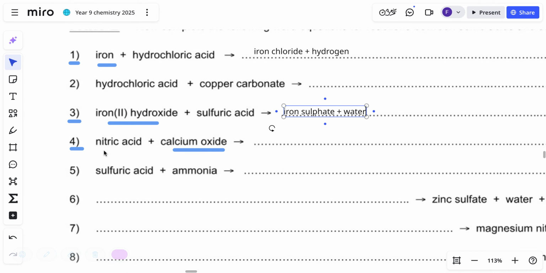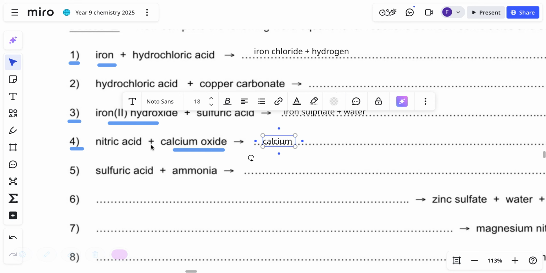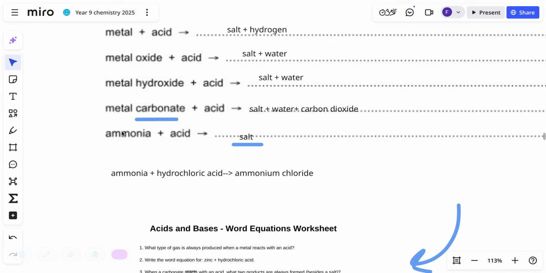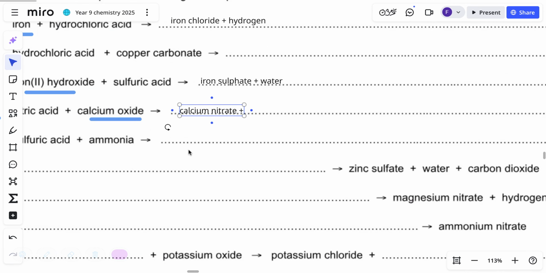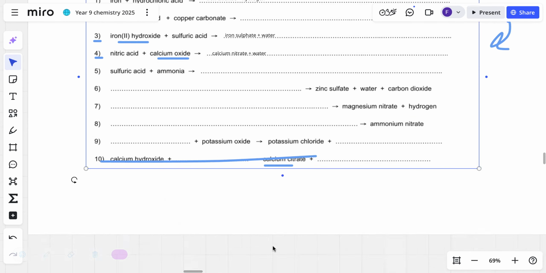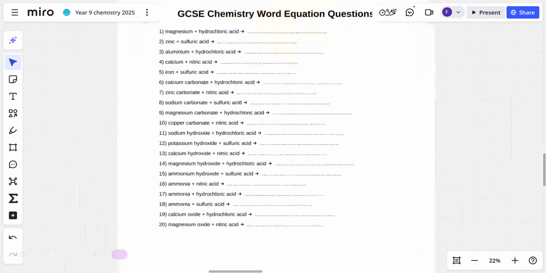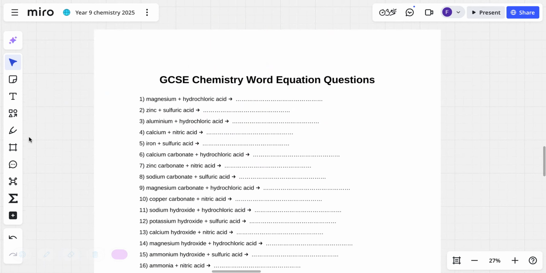The one I wanted to look at was 4, where we've been very cheeky. We've switched it around. The order doesn't matter. So the metal here is calcium. We're using nitric acid, so calcium nitrate. It is a calcium oxide plus an acid. Go to your general equations. Metal oxide plus an acid gives salt and water. That's quite nice. So add water and you are done. All right. Your job today is to finish all of these.